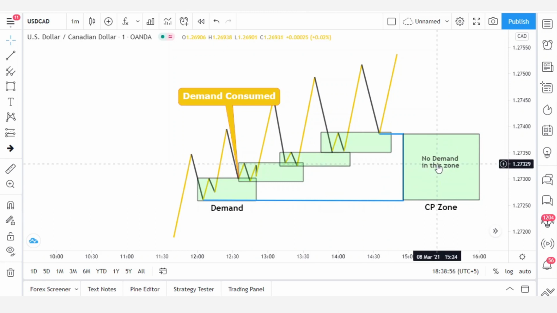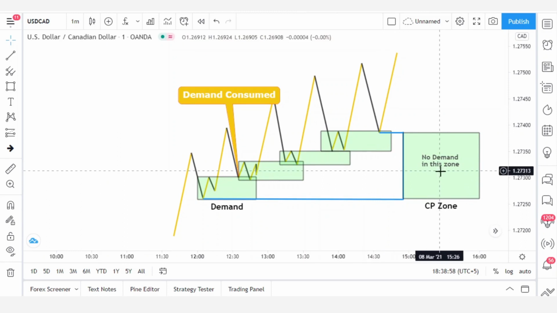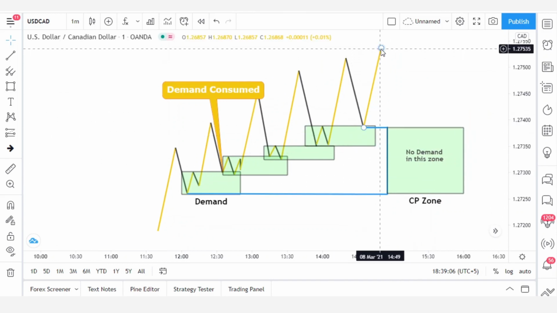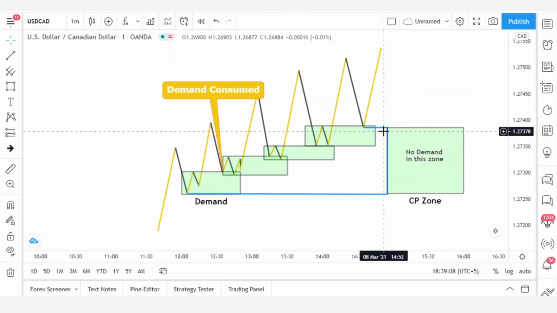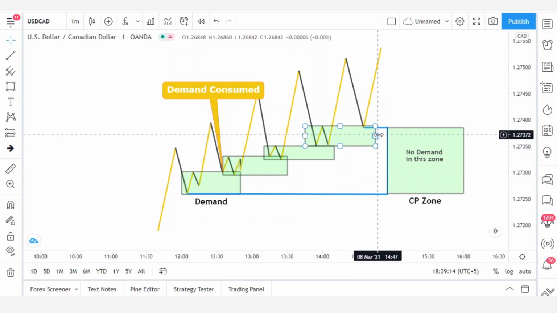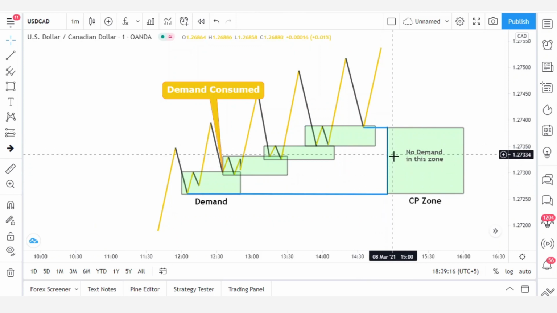Now what will happen when there is no demand? Simply, a large amount of supply will come. Now when price comes down and enters the CP zone, the large amount of supply will cause the price to move directly towards the origin of the zone. It will come directly to the original zone.